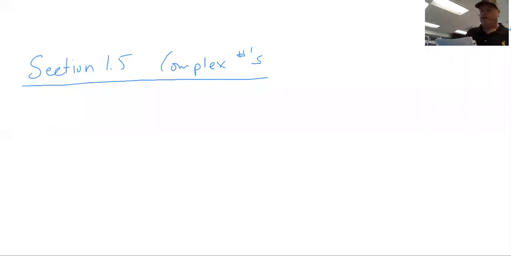All right, guys, here we go again. This time we're on section 1.5, which is complex numbers.